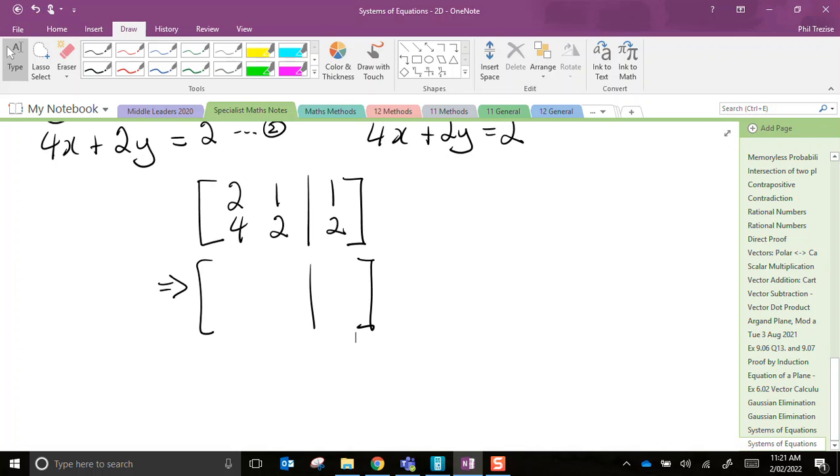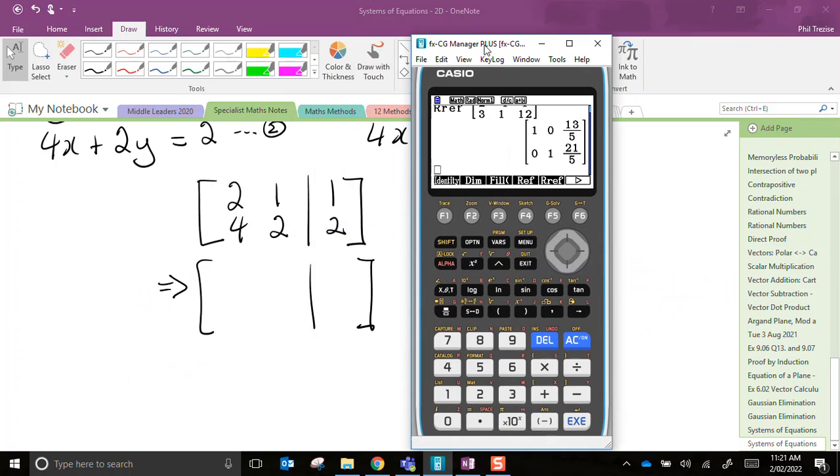So let's put that into our calculator and do the calculation. I'll just take out what we had there. Oops, I went too far. I need a matrix there, don't I?